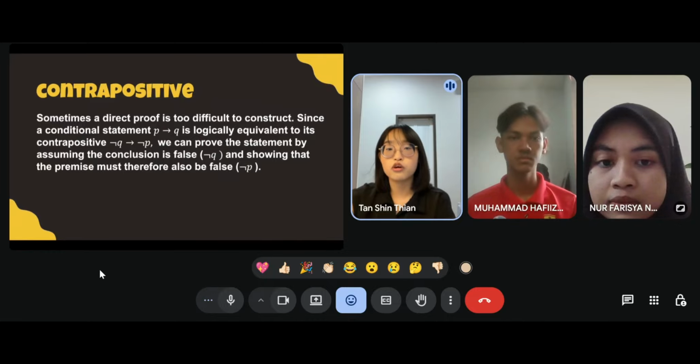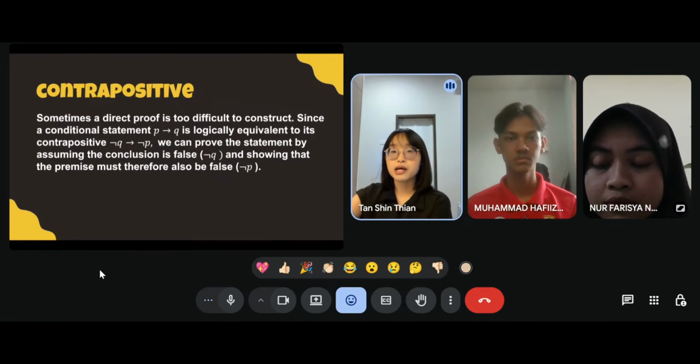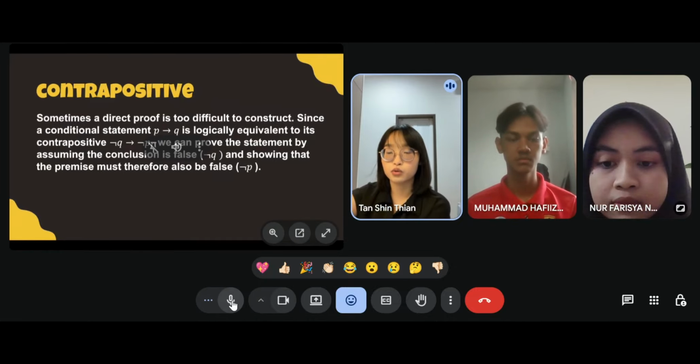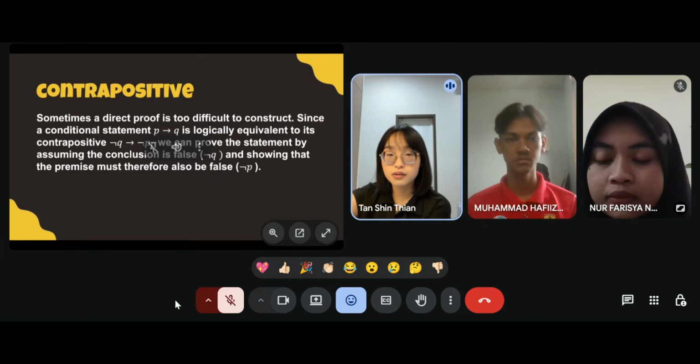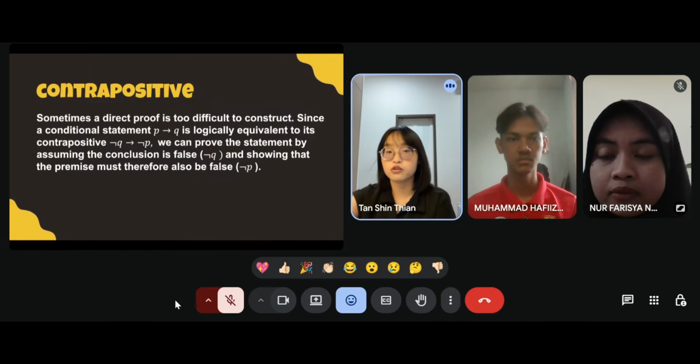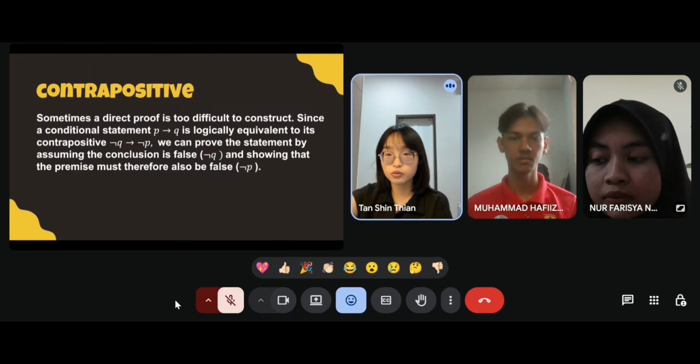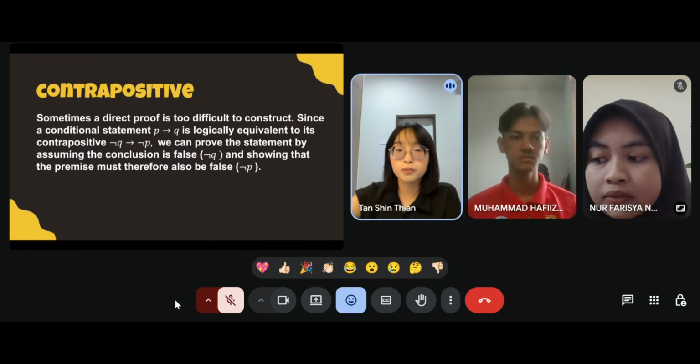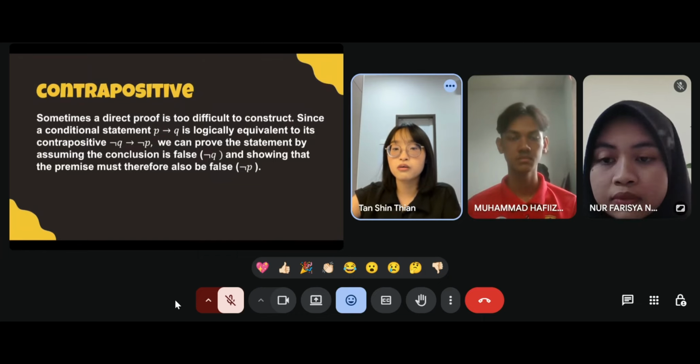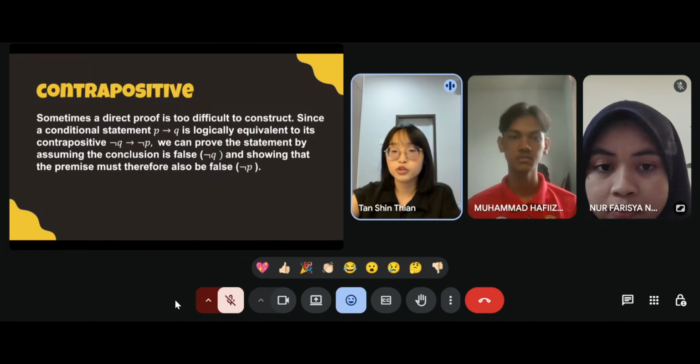Now I will go on to the contrapositive part. Sometimes a direct proof is too difficult to construct. Since a conditional statement P implies Q is logically equivalent to its contrapositive, not Q implies not P, we can prove the statement by assuming the conclusion is false, which is not Q, then showing the premise must therefore also be false, which is not P.